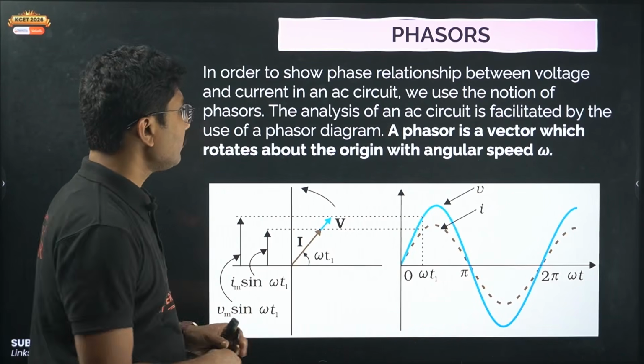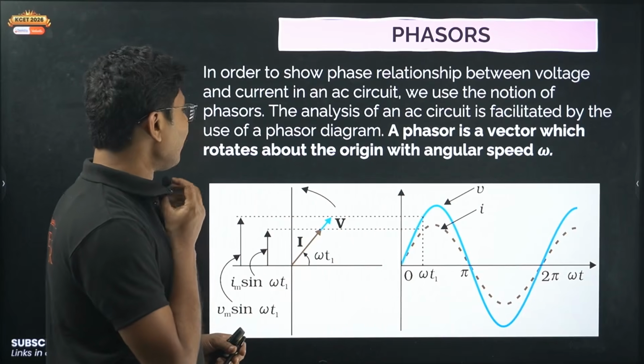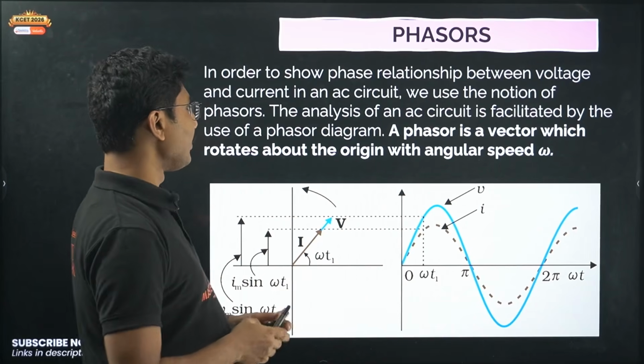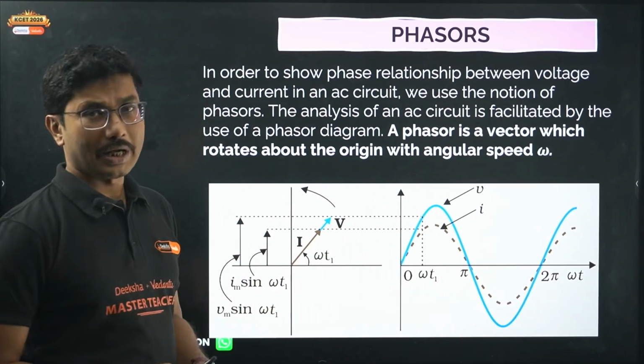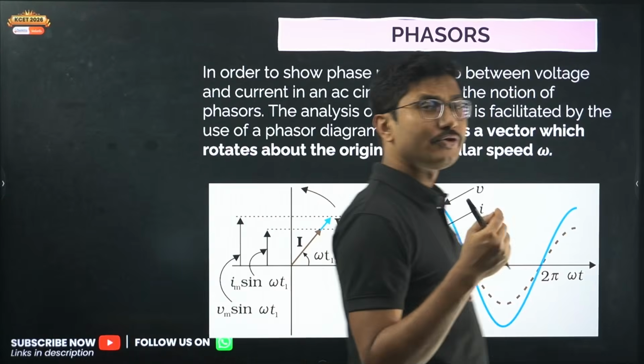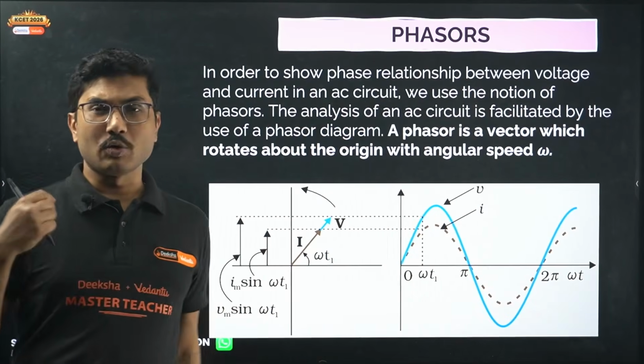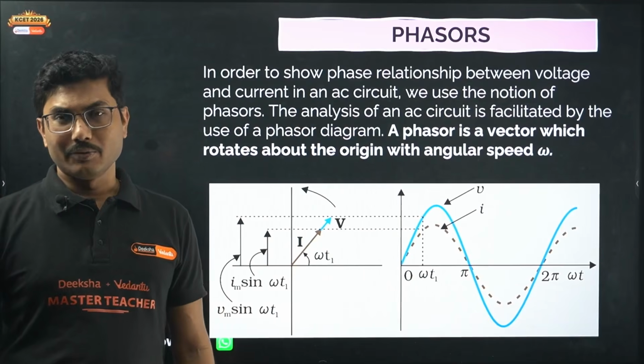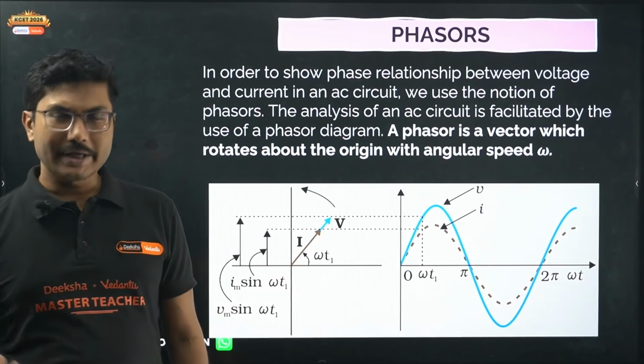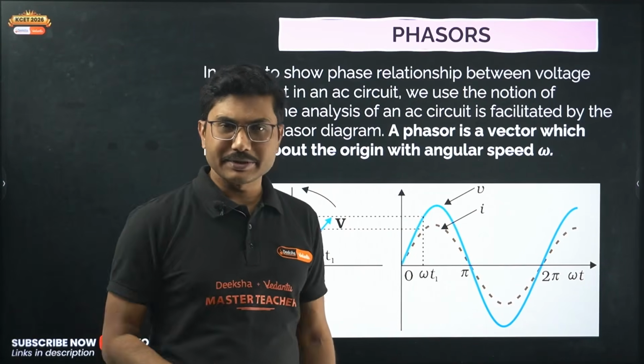A phasor is a vector which rotates about the origin with the angular speed omega. So angular speed omega is there, V is equal to Vm sin omega t. Ideally, V is equal to Vm sin omega t is an equation of simple harmonic motion, right? Simple harmonic oscillations can be represented by that.